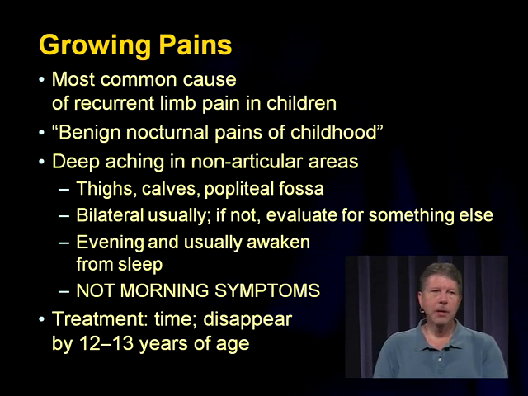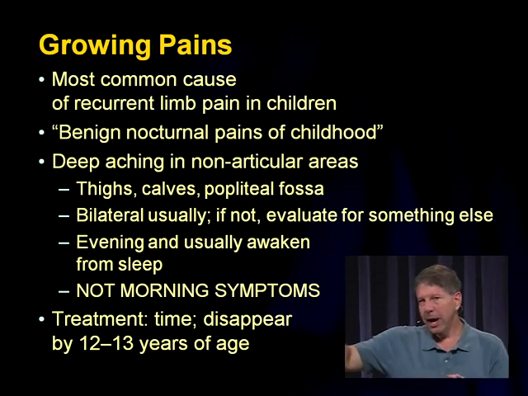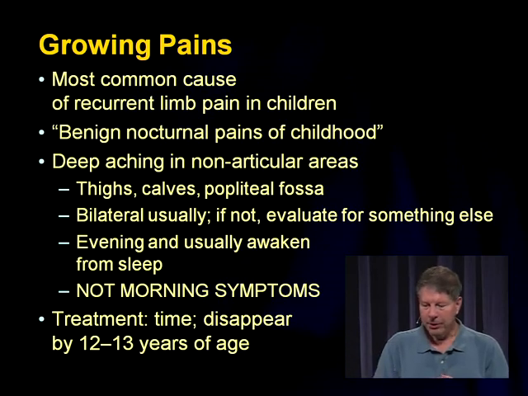So remember, if they have morning symptoms, we go off on the JIA and the enthesitis track. Without the morning symptoms, just evening time, and it's bilateral, just pain. Okay, there's no arthritis, just pain like in the thighs. Be very suspicious of growing pains. Treatment is just time. Okay, treatment is just time. Usually it'll disappear by 12 to 13 years of age.